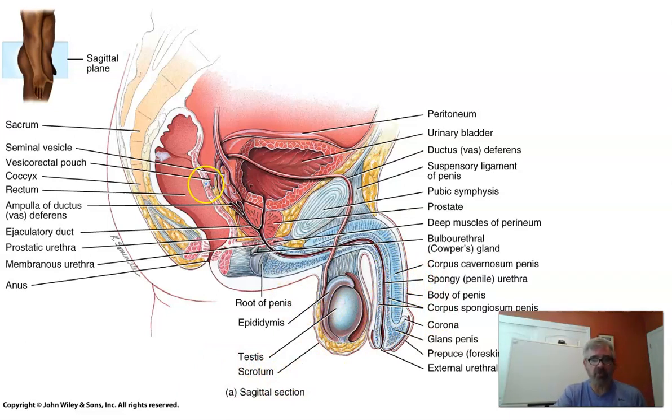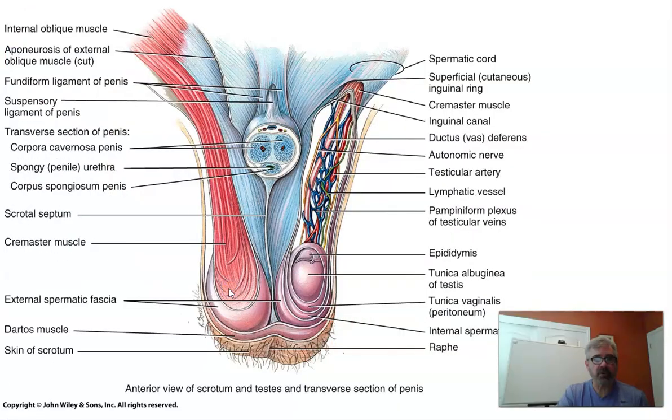So let's start with the scrotum. We're going to change our image and look at a slightly different image here. All right, so look from the front view, the anterior view. The scrotum is basically an outpouching of the abdominal wall. You have some loose skin and superficial fascia that hangs from the root of the penis.